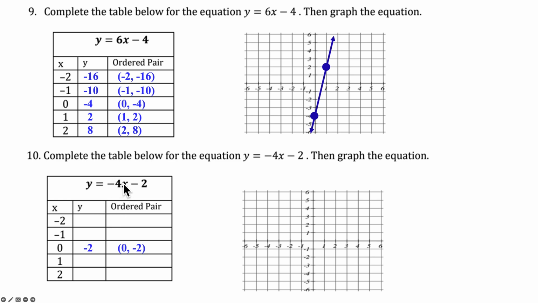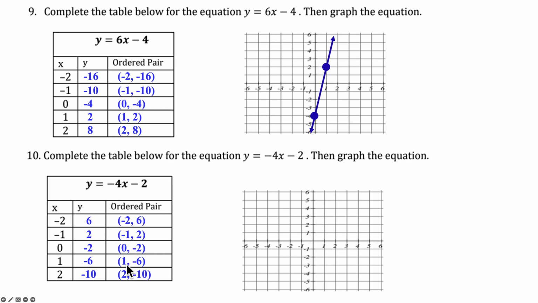Negative 4 times 1 is negative 4. Minus 2 is now negative 6. So now as we increase by 1, we're subtracting 4. So this will be negative 10. And then in reverse, now as your x subtracts 1, we're going to add 4. So that will be a positive 2. And that will be a positive 6.